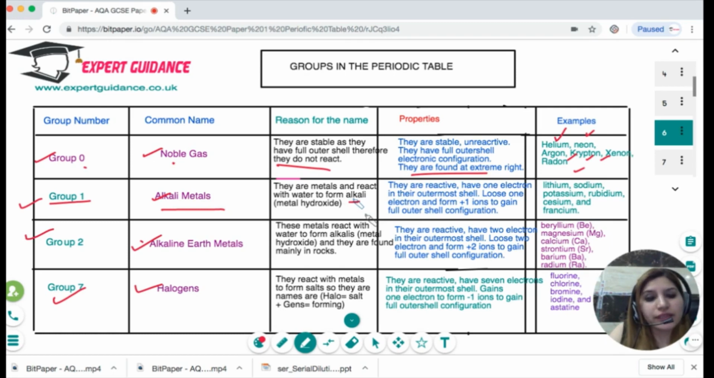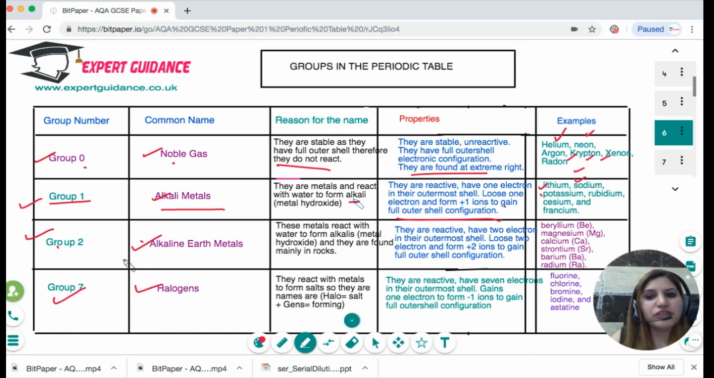So what will be the properties of alkali metals? They are reactive. They have 1 electron in the outermost shell. They lose 1 electron to form a +1 ion and gain full outer shell configuration by losing 1 electron. Example, list all the elements which are to the extreme left. And what are they? Lithium, sodium, potassium, rubidium, cesium, and francium.